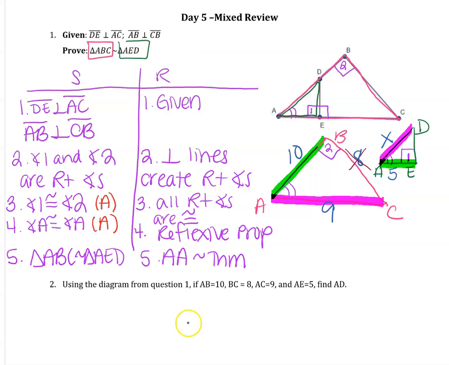So when I set up my proportion, I can say 10 is to 5 as 9 is to x. And from there we can cross multiply and solve. So we get 45 is equal to 10x. So I'm getting x to be 4.5.